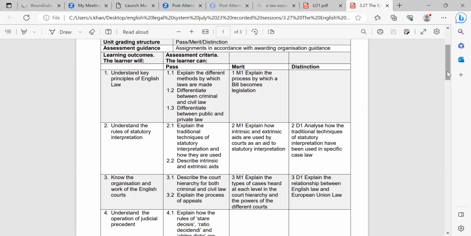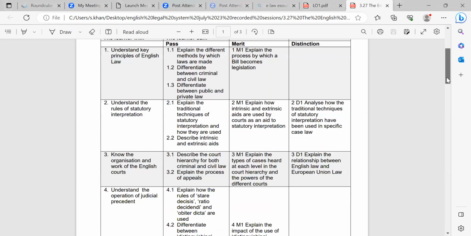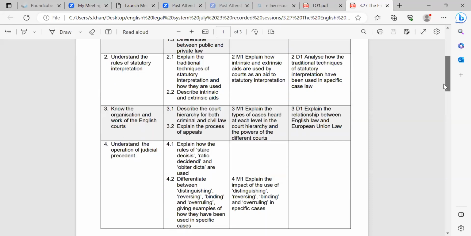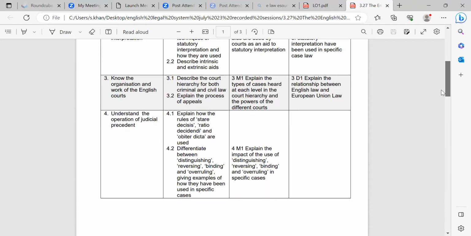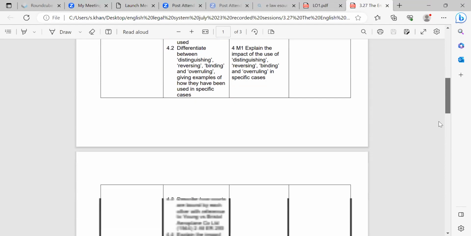So the first learning outcome is to understand the key principles of English law. Learning outcome 2 is to understand the rules of statutory interpretation. Number 3 is to know the organisation and work of the English courts. Number 4 learning outcome is to understand the operation of judicial precedent.